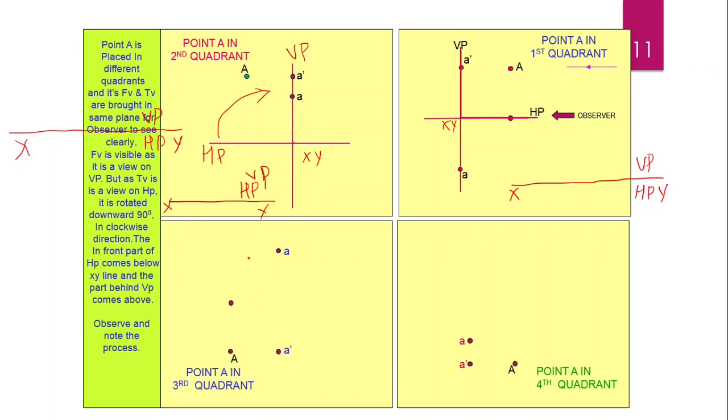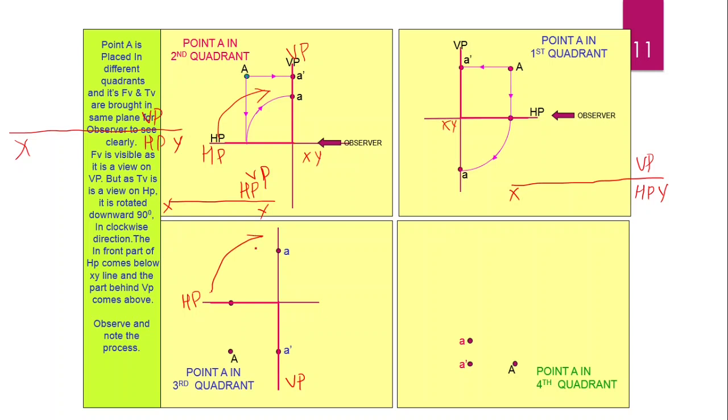And in third quadrant, here this particular point lying in third quadrant, and this plane is HP and this plane is VP, and we must rotate this HP 90 degrees in clockwise direction. Then HP must be above XY line, VP must be below XY line. Then the representation of third quadrant is like this: HP above XY line, VP below XY line.